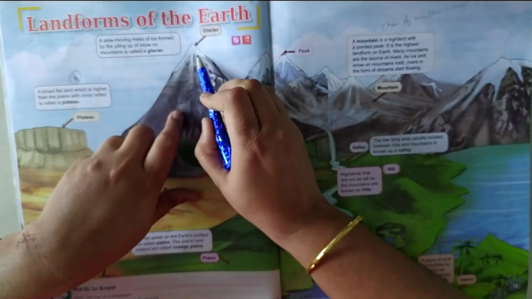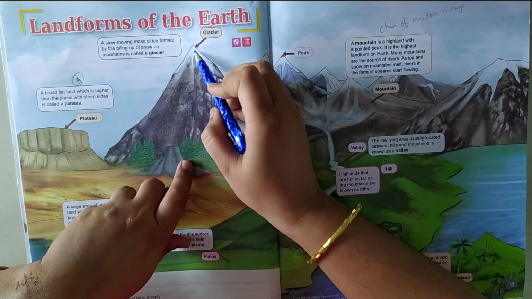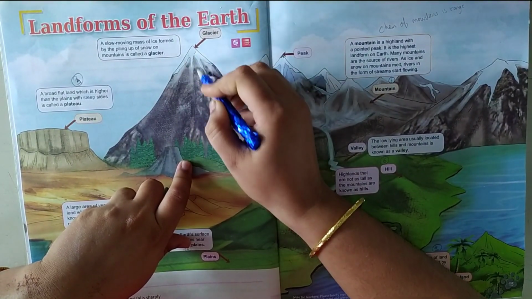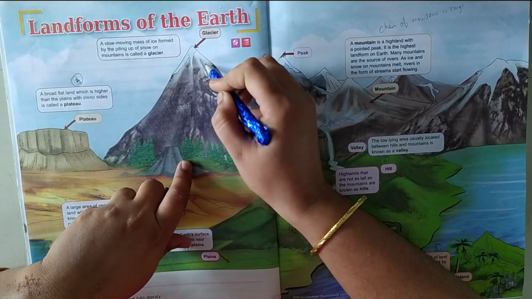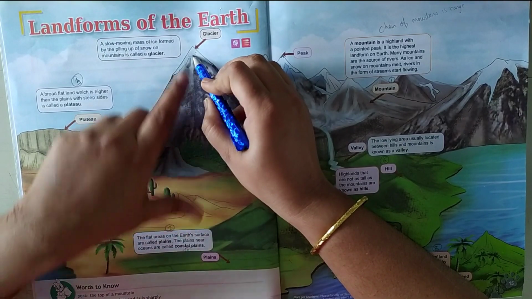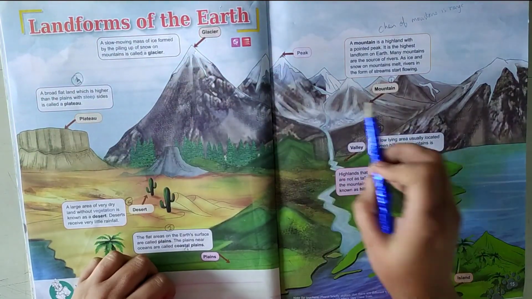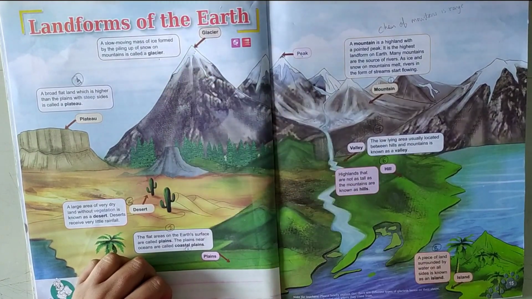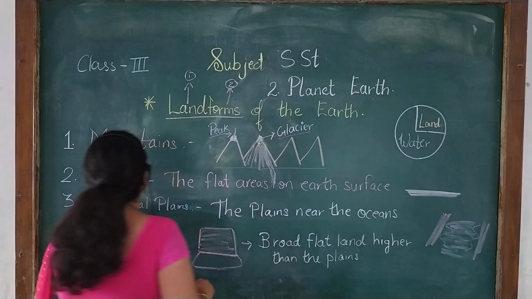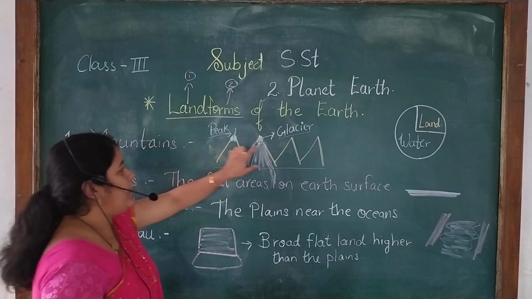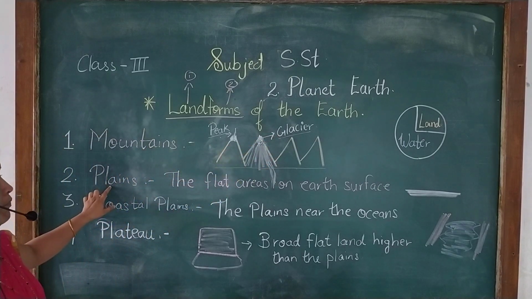Many mountains are the sources of rivers, means rivers originate here. Now see here the glacier. Can you see it on this mountain? A slow moving mass of ice formed by the piling up of snow on mountains. This is called a glacier. So understood, these are the mountains, this is a peak, this is a glacier. Okay. Now next, plains.